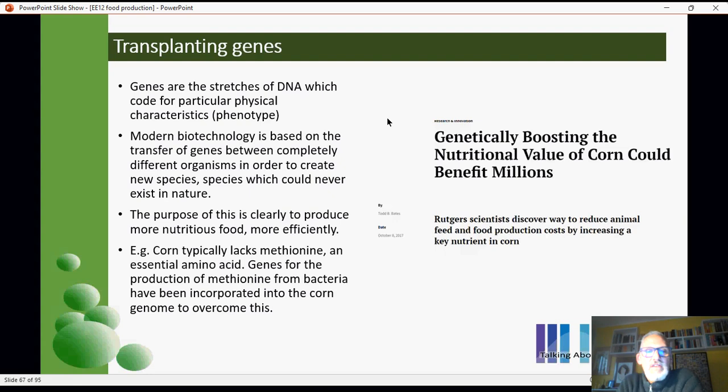Some of them seem to be more important than others. There's an example here, which is relatively recent, about 4 or 5 years ago, of scientists producing a type of corn which produces methionine, which is an essential amino acid. Usually corn is rather poor in methionine, which is why you can't just eat corn, you need a more varied diet. But it's a useful way of getting methionine into the diet if you can grow corn with methionine genes. And so genes have been taken from bacteria and put into the corn.